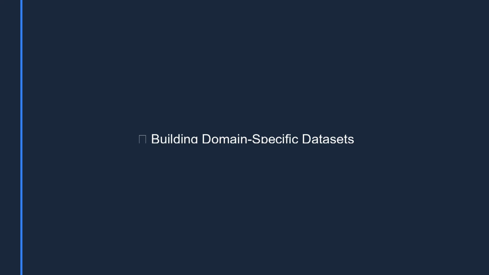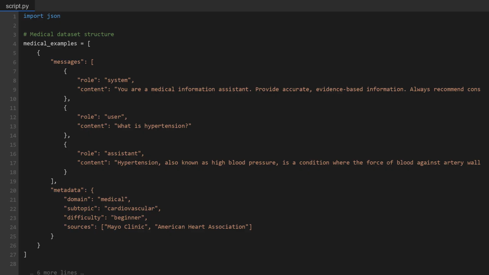Building domain-specific datasets. Domain-specific datasets require extra care, and the medical domain is the clearest example of why. This example structures a conversation about hypertension with a system message that establishes two non-negotiable constraints: provide accurate information and always recommend consulting a healthcare professional. The assistant's response covers the definition, risk factors, and management strategies for hypertension, substantive and useful, but explicitly not a substitute for professional advice.